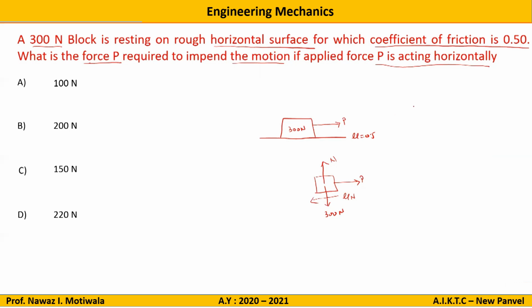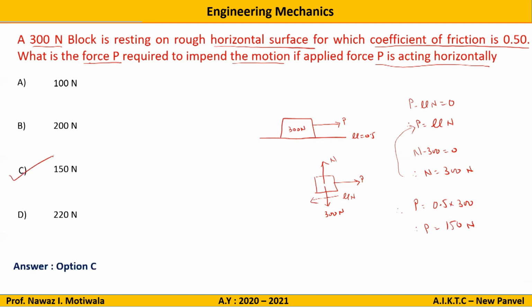Now if I apply the condition of equilibrium, I will get P minus mu N is equal to 0, therefore P is equal to mu into N. And if I apply summation of Fy equal to 0, I will get N minus 300 is equal to 0, so N is equal to 300. Putting this value of N in this equation, I will get P is equal to mu, that is 0.5, multiplied by 300. So the answer will be 150 Newton. The option is option number C. Next question.